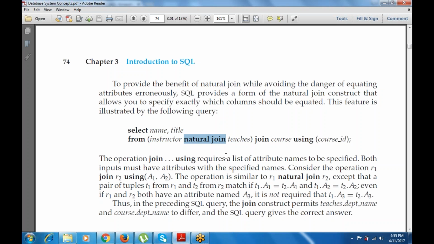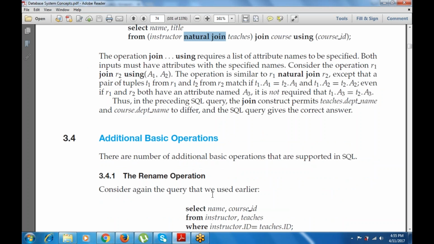So this requires a list of the attribute names to be specified, and both the inputs must have attributes with the specified names. So consider the operation R1 join R2 using A1, A2. A pair of tuples T1 from R1 and T2 from R2 matches if T1.A1 equals T2.A1 and T1.A2 equals T2.A2. Both attribute names are not required, as with T1.A3 equal to T2.A3.